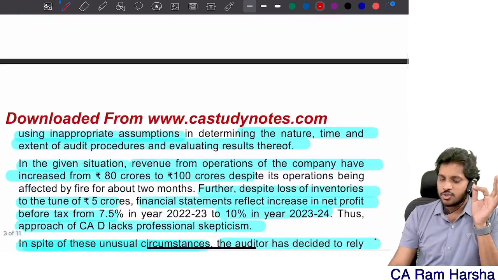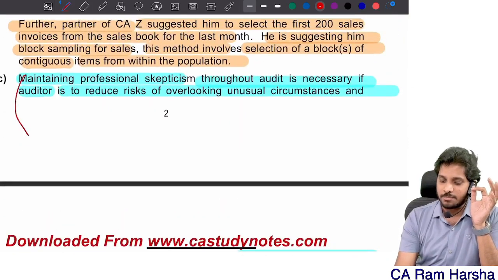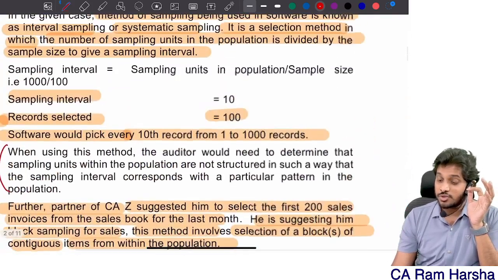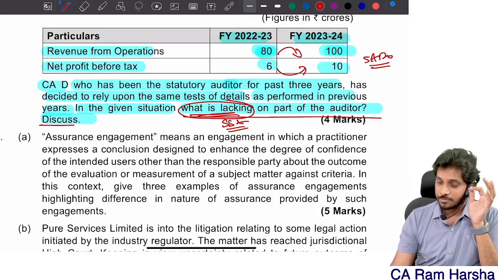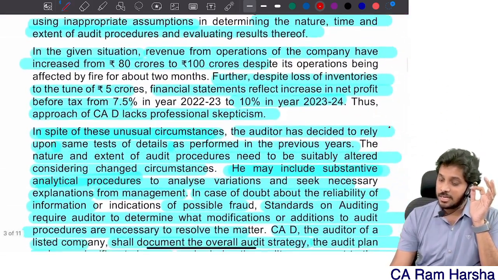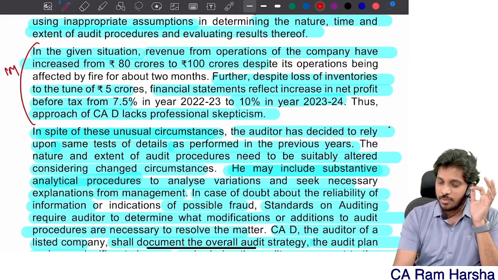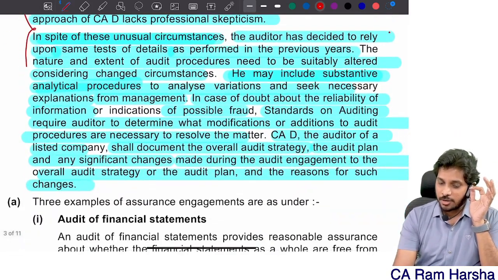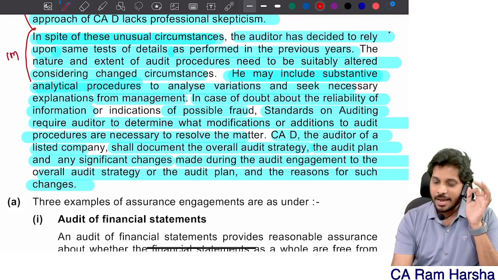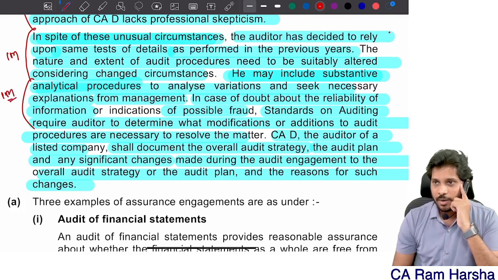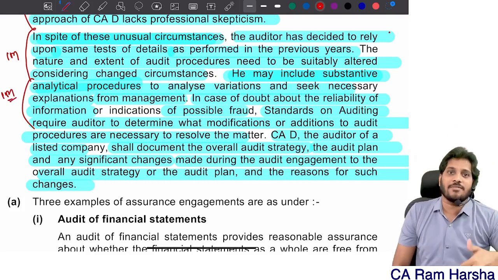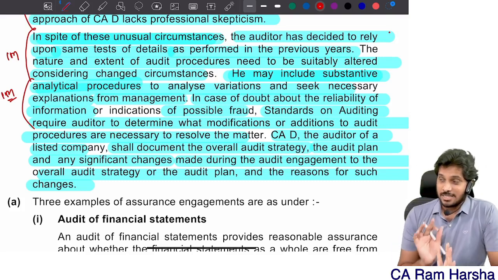So the skepticism definition will carry, for sure, some 1 or 2 marks. Probably this question is for how many? 4 marks, huh? Yeah, 4 marks. So in that case, it will carry 1 mark, and this analysis will carry 1 mark, and in spite of this, the auditor relied. Therefore, he is lacking skepticism, will carry 1 mark. Analytical procedure point will carry 1 mark. You are getting the point? So in that way, the breakup will be given. That's it. But I think it's a remote possibility.